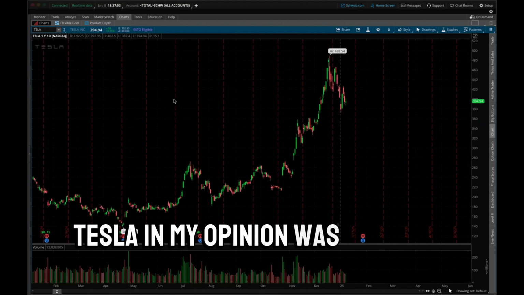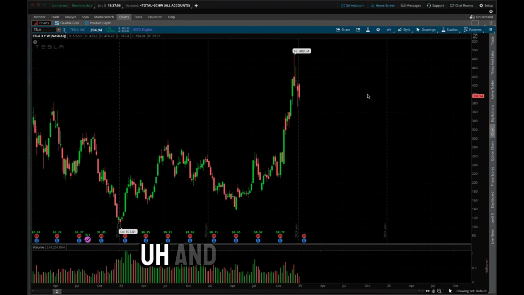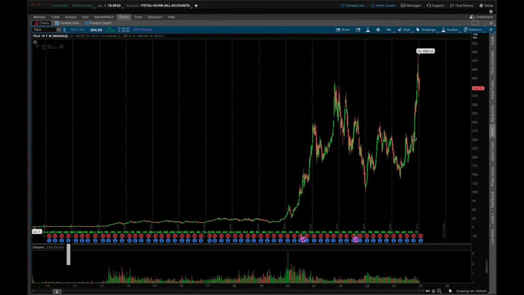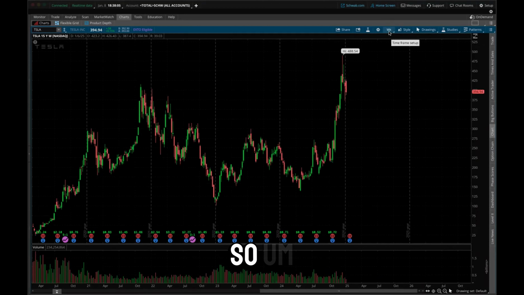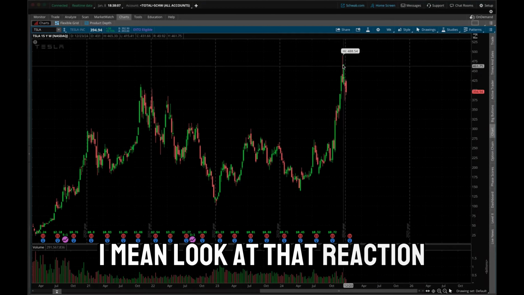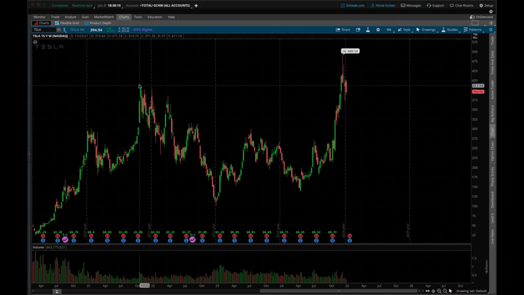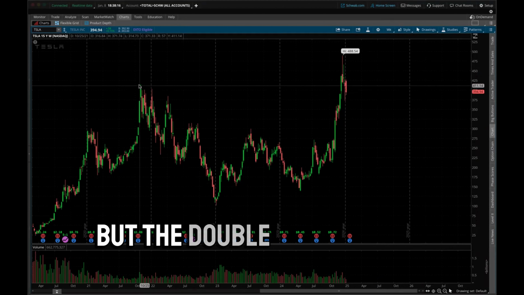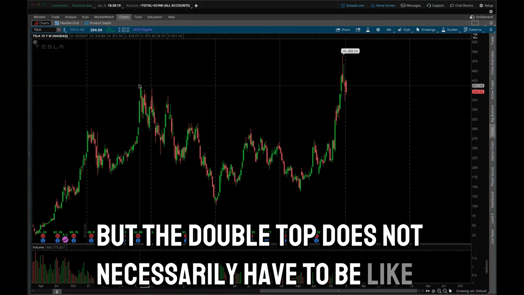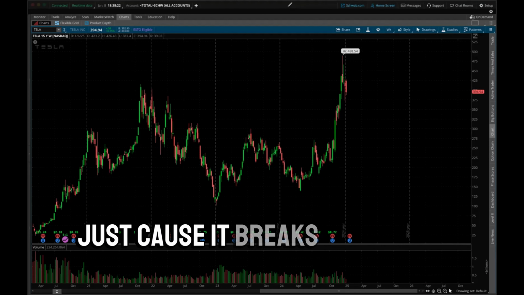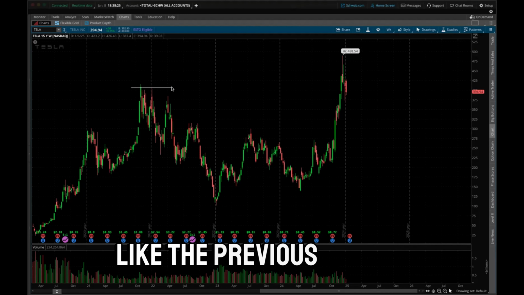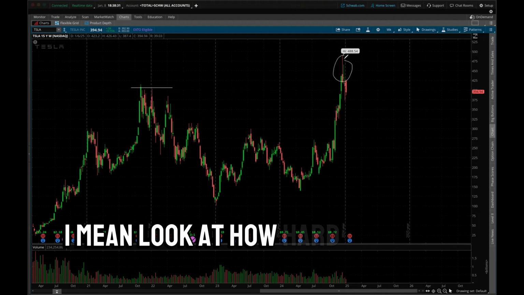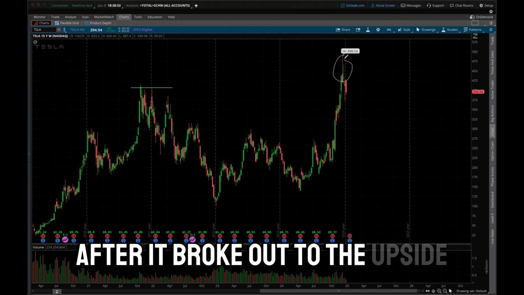Tesla, in my opinion, was a double top. Wait, let me pull this out. I never use this computer version. Look at that reaction as soon as it broke that previous top over here. It's not necessarily a double top. This is the biggest misconception of double tops, guys, ever. A double top does not necessarily have to be perfectly even. Just because it breaks out to the upside after the previous top, yes, that's technically bullish, but depending on the reaction after that, look at how hard that sell candle was after it broke out to the upside.